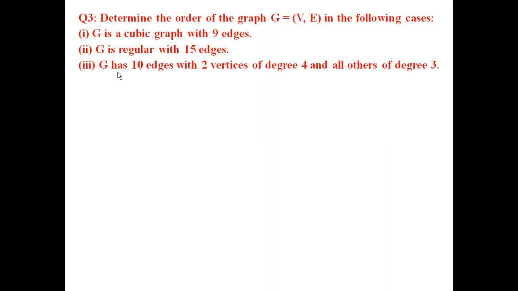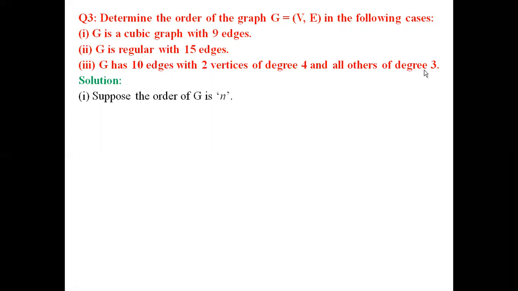And thirdly, G has 10 edges with 2 vertices of degree 4, and all other vertices having degree 3. So there are totally 10 edges in the graph with the condition that 2 vertices have degree 4 each, and the remaining vertices, we don't know the number of vertices, have degree 3.